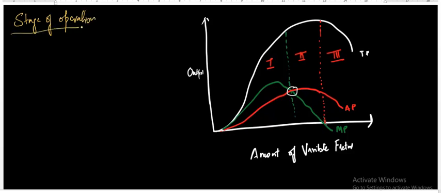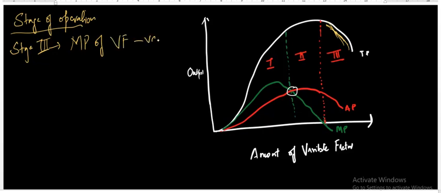Now, let me first talk about stage 3. That is the stage in which the total product is falling, where I am employing one additional amount of the variable factor. In this case, the marginal product of the variable factor is going to be negative, which is obviously true, because if I put more burden on the fixed factor, it's not going to contribute anything to the output.